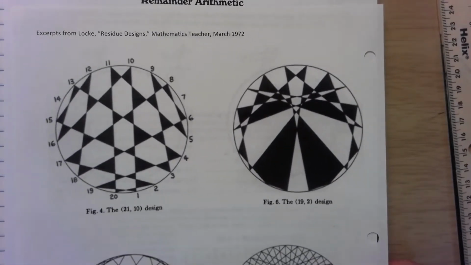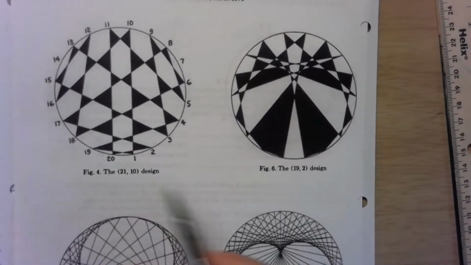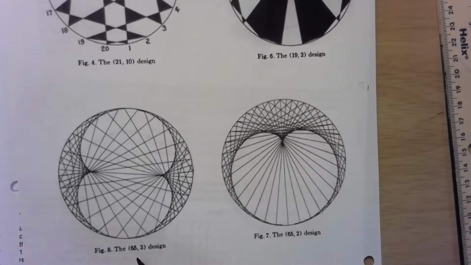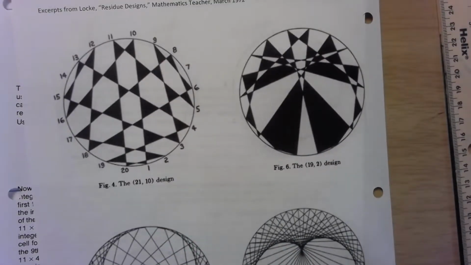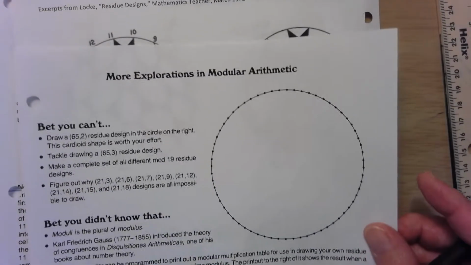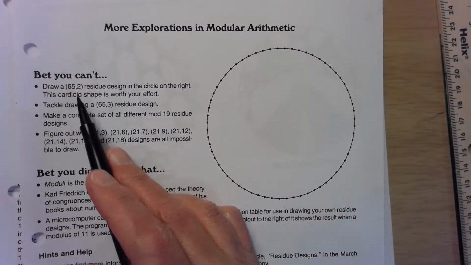There's 2 more pages that are just for your interest. These are some residue designs that are pretty cool. They're higher mods, and so they would take more time to do. In fact, these ones at the bottom are such high mods that they didn't even shade. Mod 65, multiplier of 3, mod 65, multiplier of 2. So they're pretty cool. And the very last page that is just for your interest, that you don't have to do anything with, is this page here, where they actually give you a template if you wanted to do the Mod 65 multiplier 2 design.